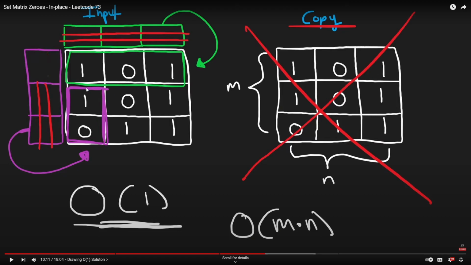Like you combine these places inside the matrix. That's kind of genius.